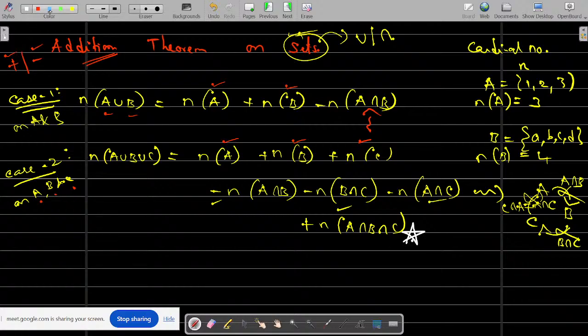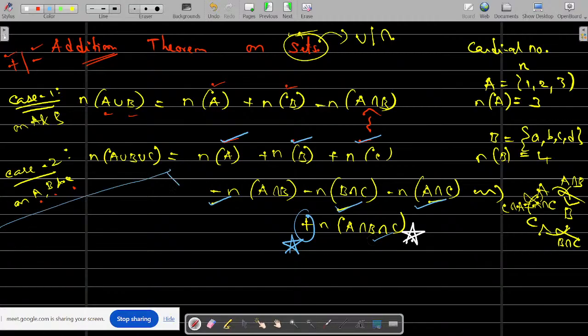So let me repeat. We have n of A, n of B, n of C, minus n of A intersection B, minus n of B intersection C, minus n of A intersection C or C intersection A, it's the same. You have to add back n of A intersection B intersection C. See, it's a plus sign over here. Please make a note. Is it okay?